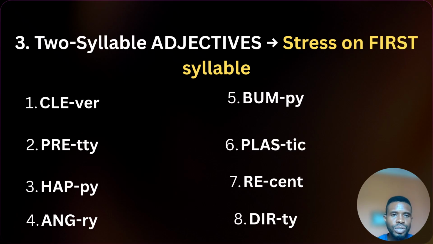Number 3, two-syllable adjectives. The stress is usually placed on the first syllable. Clever, pretty, happy, angry, bumpy, plastic, recent, dirty.